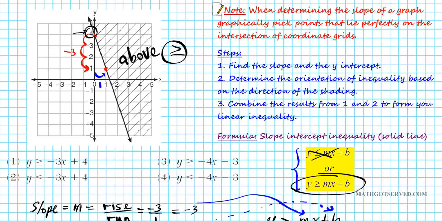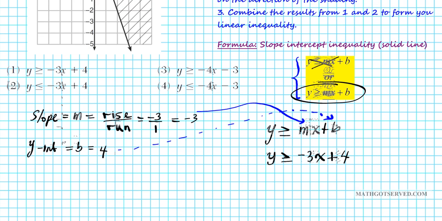Let's see what our correct answer is. Oh, where are you? There you are. Okay, y is greater than or equal to -3x plus 4. Our answer is option number 1.